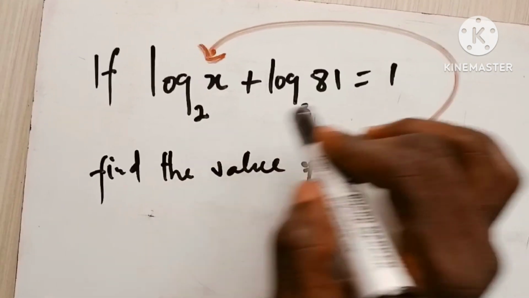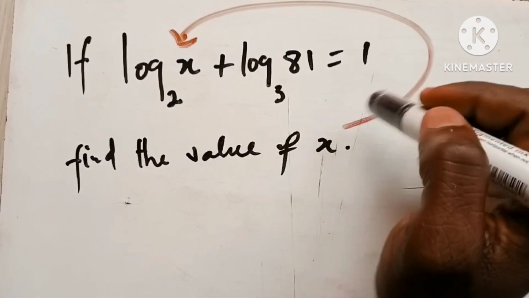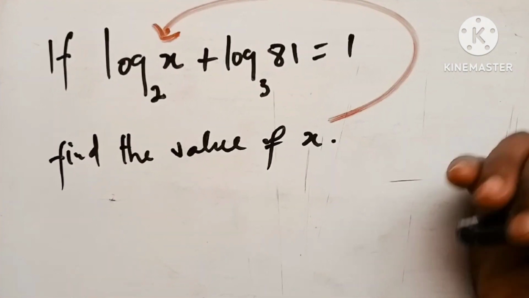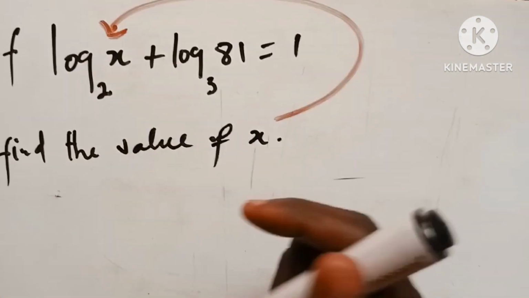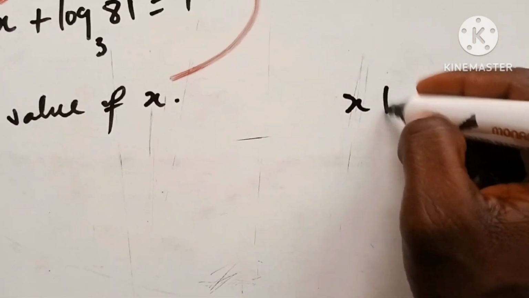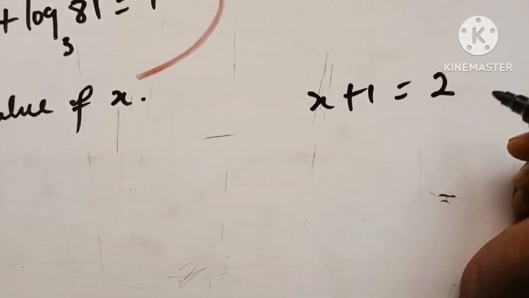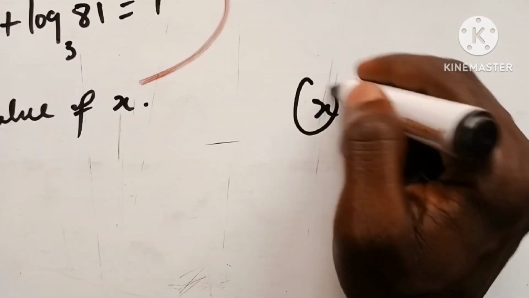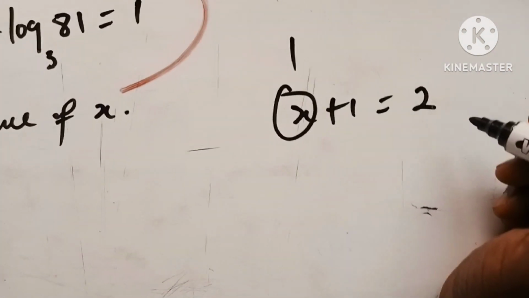If log x base 2 plus log (x+1) base 3 equals 1, we want to find the values of x, right? So now, let's get back to the basic steps here. So now I say x plus 1 equal to 2. Obviously, the value of this x here is just going to be equal to 1, right?